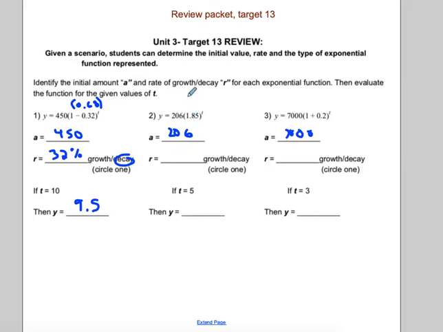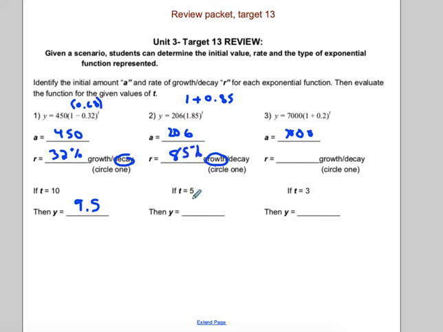For this one, they write it to you a little different. So this is 1.85. Well, 1.85 is greater than 1, so it's definitely a growth. So how much bigger is it than 1? Well, if you added 0.85 to 1, then you'd get to 1.85. So this is a growth by 85%.